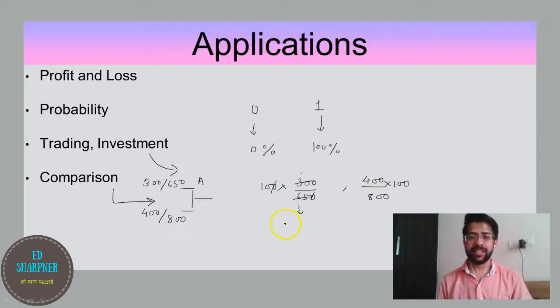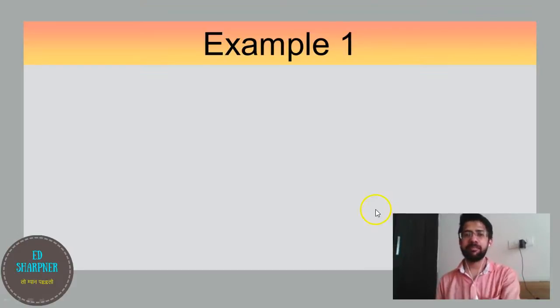So one student has got almost 46.15% and this student has got 50%. So we know student B has performed better. So this is how we can compare values using percentage. Let us see some problems.